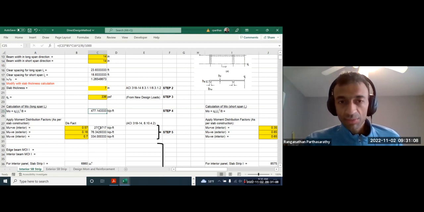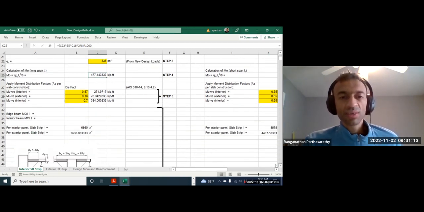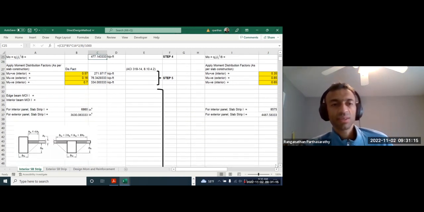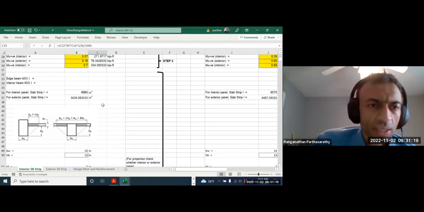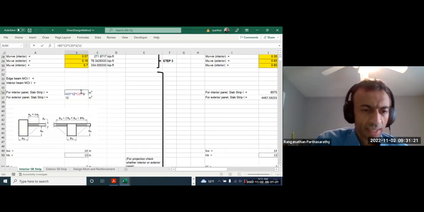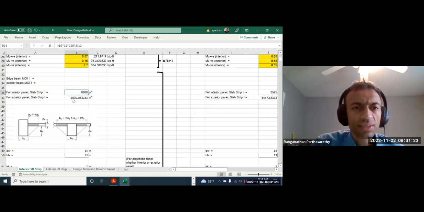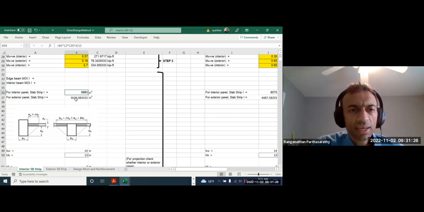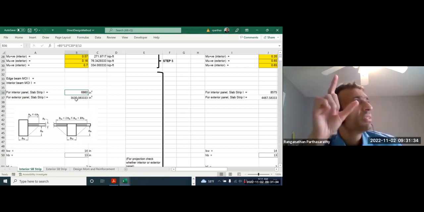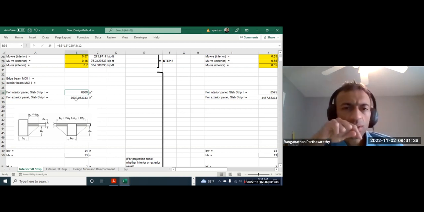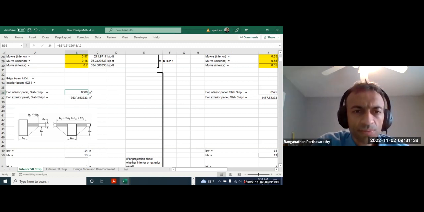Now we need to distribute these to the beam strip and column strip. This is where a lot of these calculations come in, and the sheet becomes useful to you. I calculated already the moments of inertia for the slab strips, for the exterior panel as well as the interior panel. The exterior panel's moment of inertia is different because, let me explain to you.